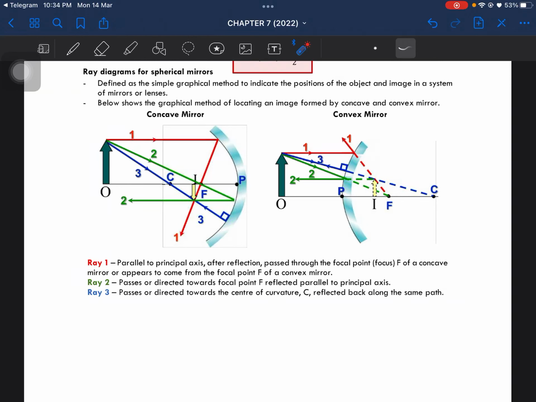Okay, now ray diagrams for spherical mirrors. This bit is important because in PSPM, they would ask you to draw the ray diagrams. Ray diagrams are defined as the simple graphical method which helps to indicate the positions of the object and image in a system of mirrors or lenses. So this is the graphical method for us to locate an image formed by concave and convex mirrors.